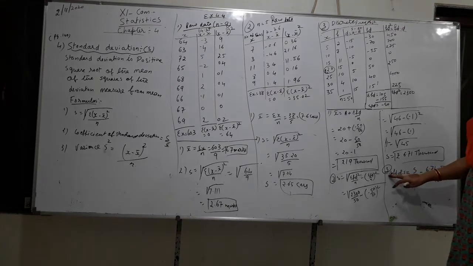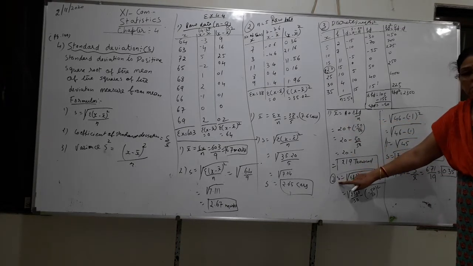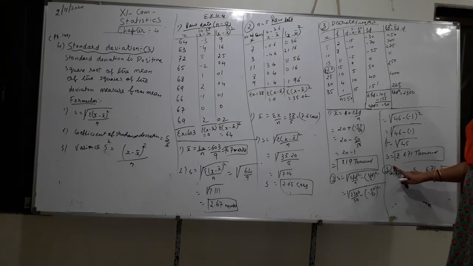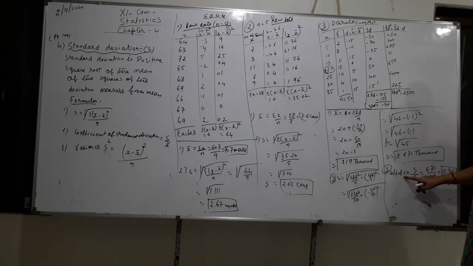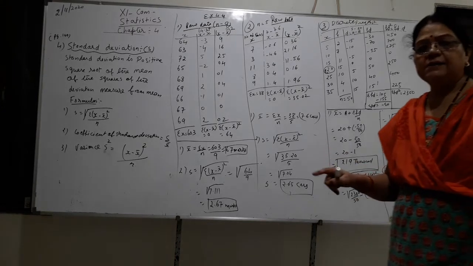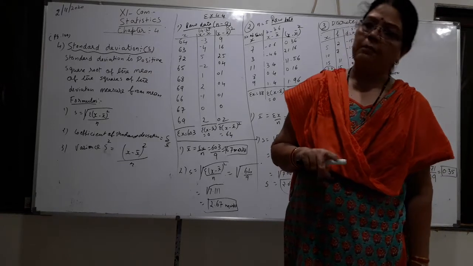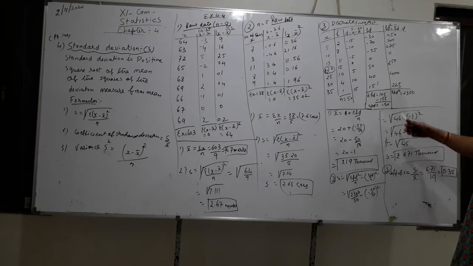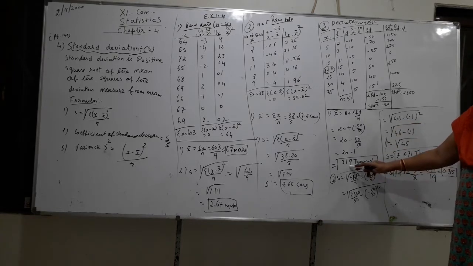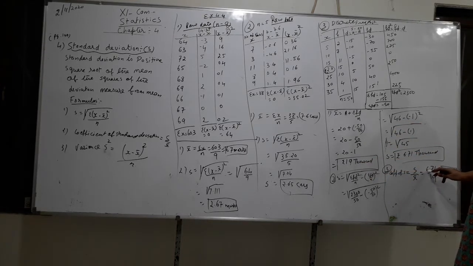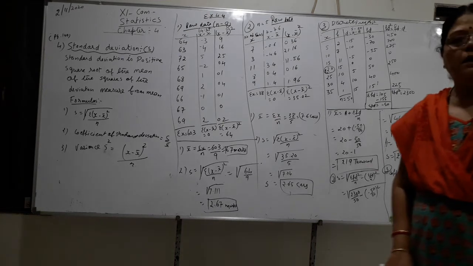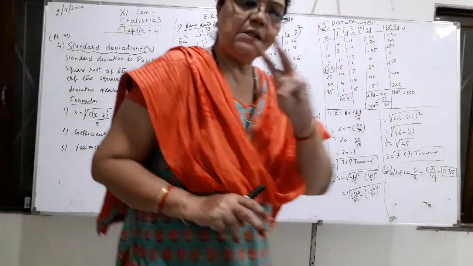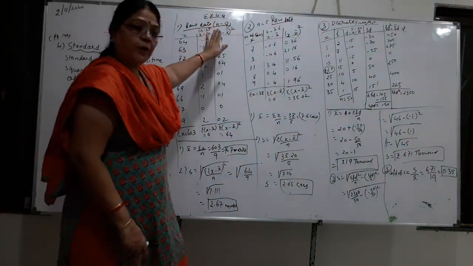Now we are at number 3. So number 1 was mean, number 2 was standard deviation, and third in this question they have asked coefficient of standard deviation also. So coefficient of standard deviation matlab S upon mean, that is standard deviation upon mean. Both we have ready. This is our standard deviation and this is our mean. So you will get 6.71 upon 19, that is equal to 0.35. So these are three sums of exercise 4.4.